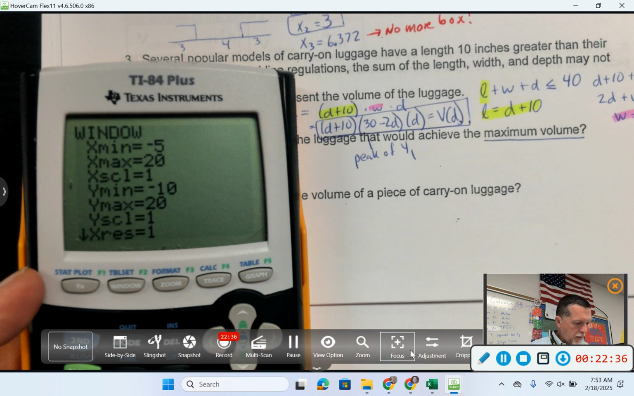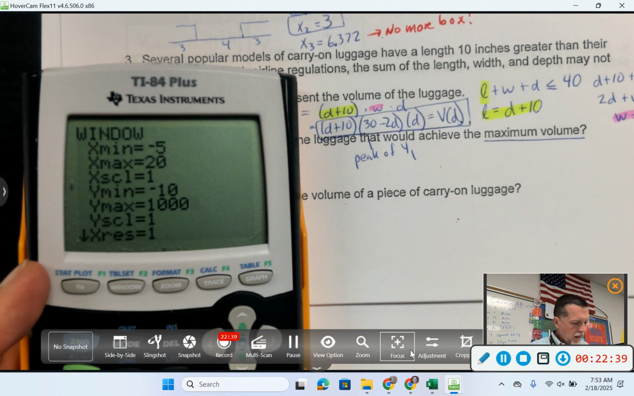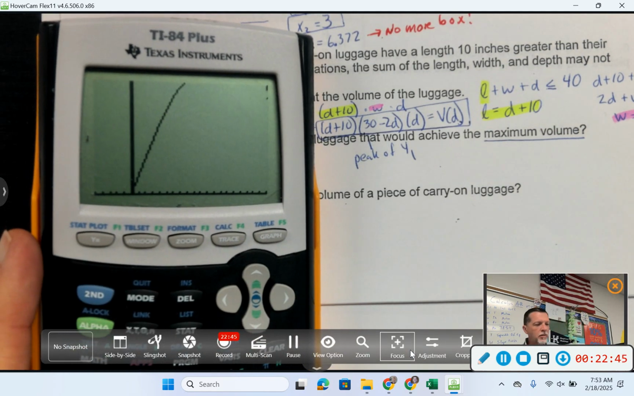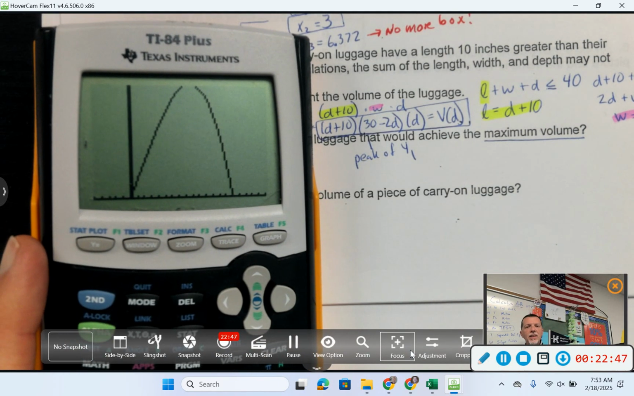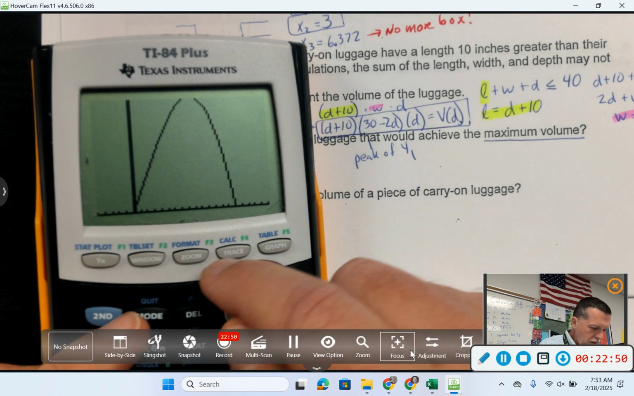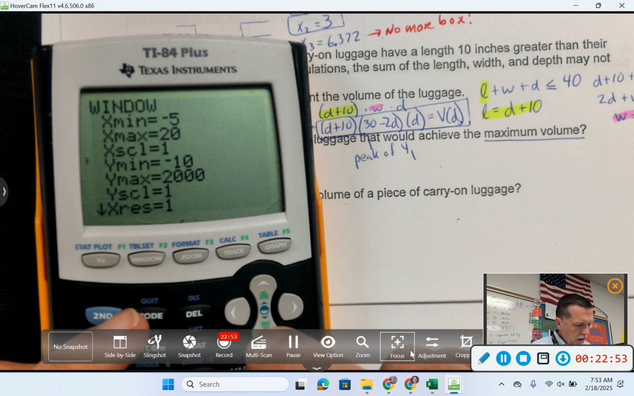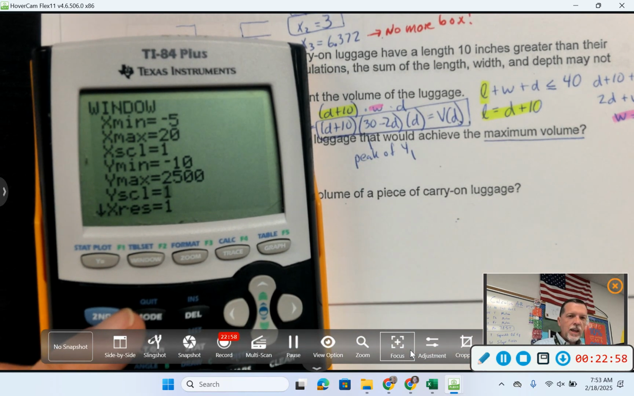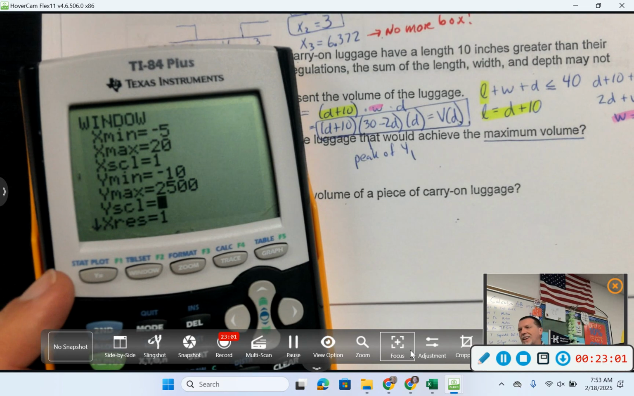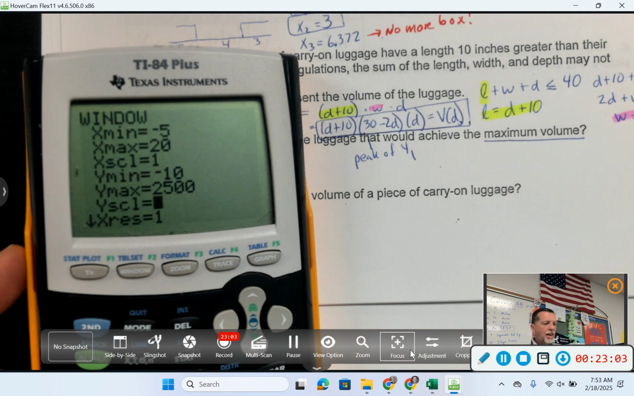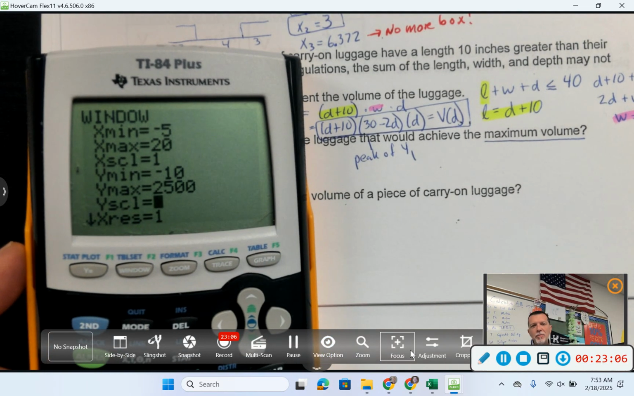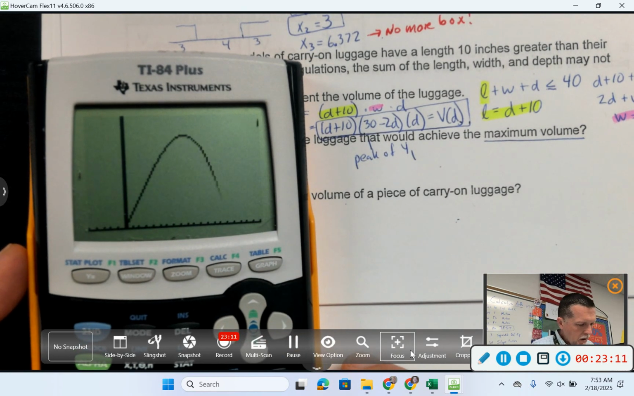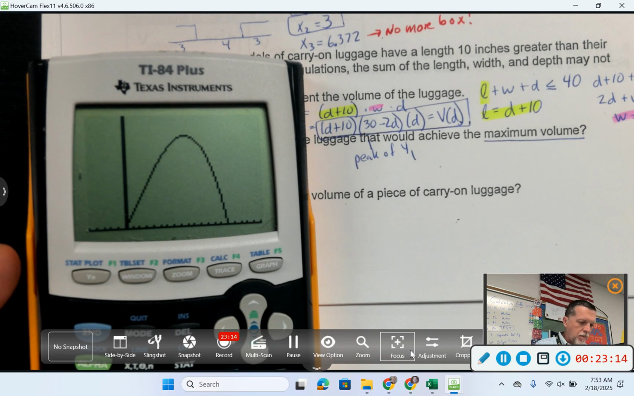Oops, I don't care about y min being 1,000. Let's go y max 2,000. That might be overkill, but we'll see. Oh, there we go. We're getting there. 2,000 wasn't quite enough, but almost there. 2,500 might be enough. And again, I don't care about my y min, because that's like negative volume. That doesn't even make sense. I don't care about x min, because that's the depth. I can't have a negative depth. So I'm looking for that maximum volume.